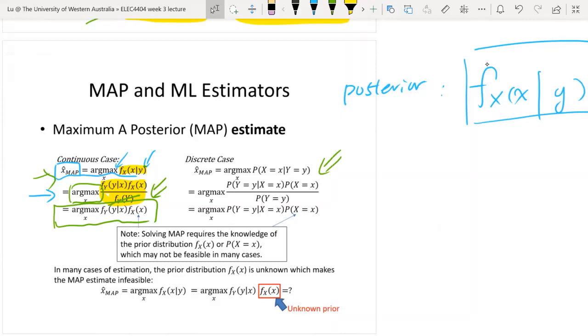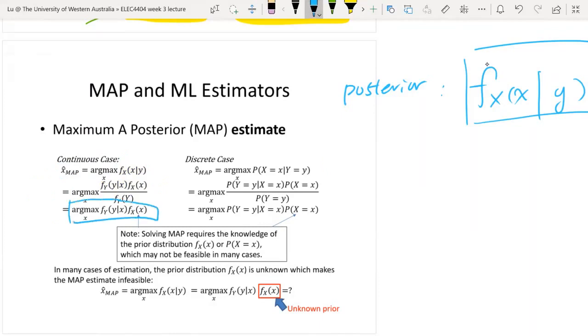Next we need to notice one thing. No matter whether it is the continuous case or the discrete case, after reaching the very last step, we know our estimation depends on this thing or this thing. So no matter which case we are viewing, we must notice this and this.